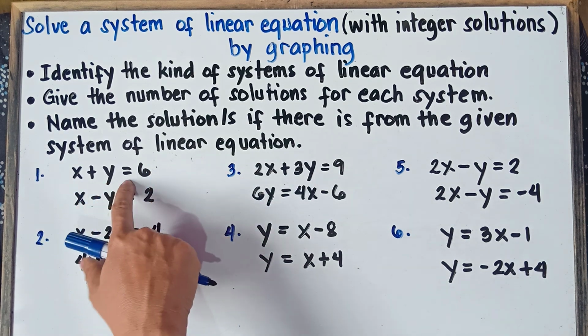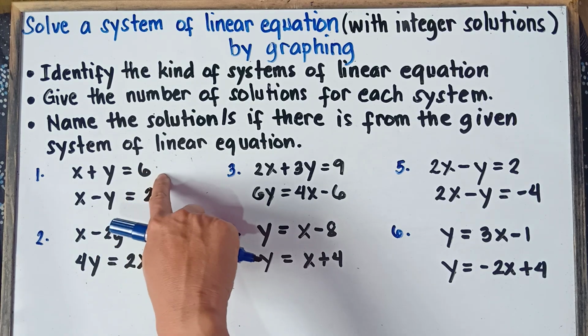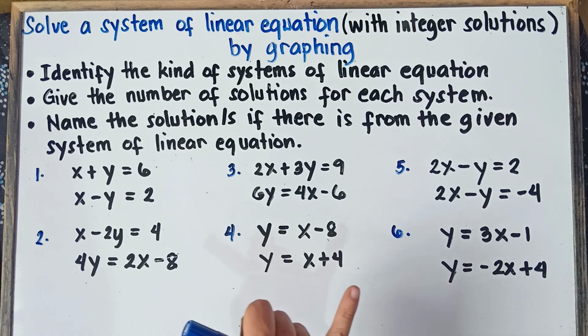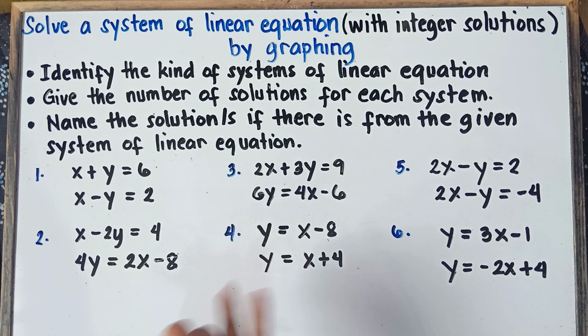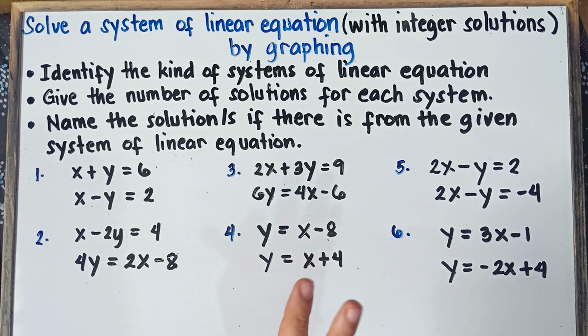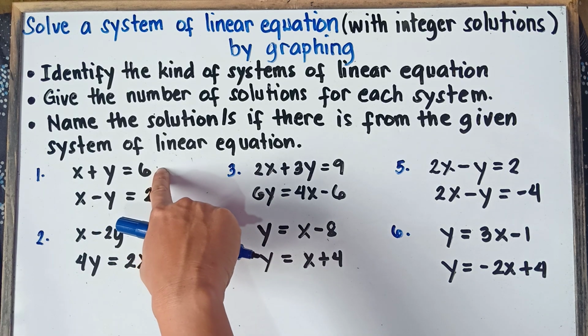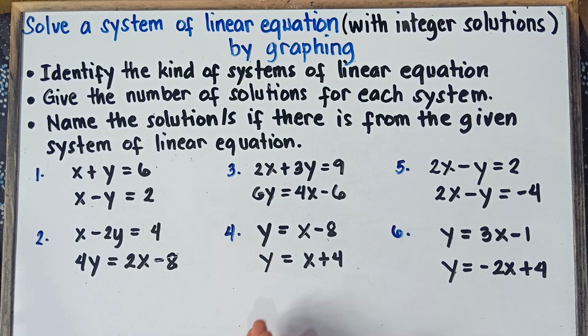Example, class: x plus y equals 6. We can plot this on the Cartesian plane, and we will be using the x and y intercepts. We can use the slope-intercept form, the rise over run, or we can use the table of values. So we do have many ways, class, to plot this equation on the Cartesian plane, and it will really take time. For me, class, it's better to use the x and y intercepts: let x equal 0, let y equal 0.